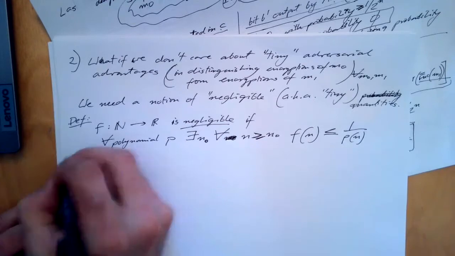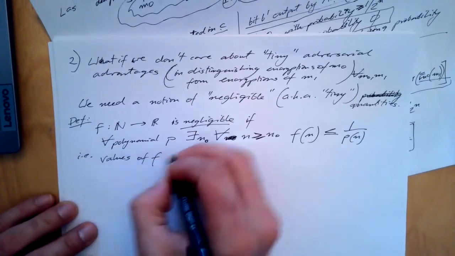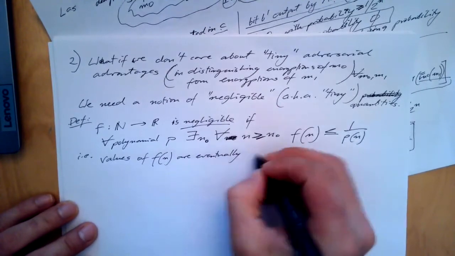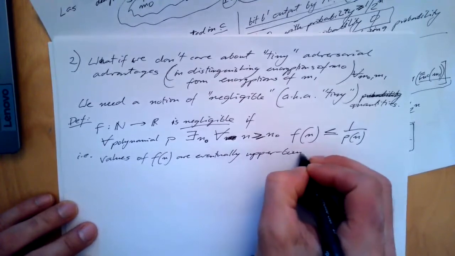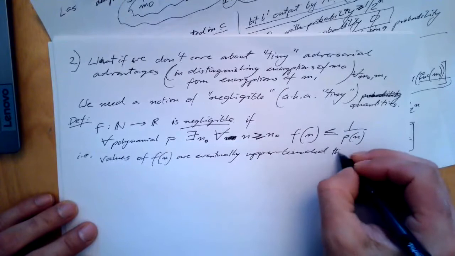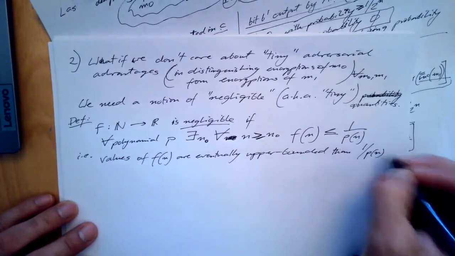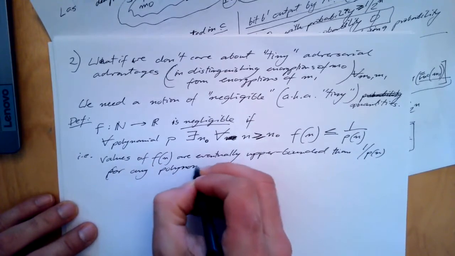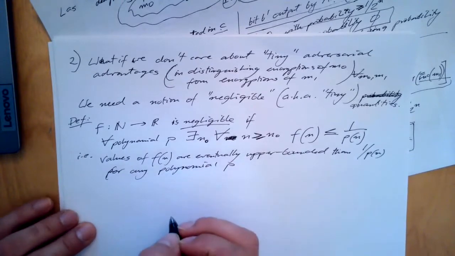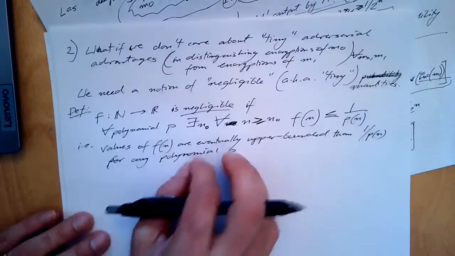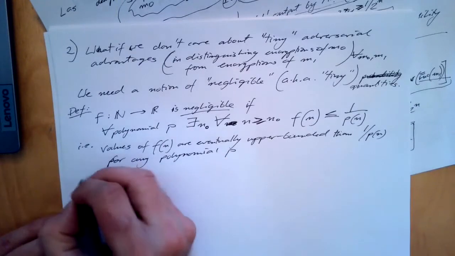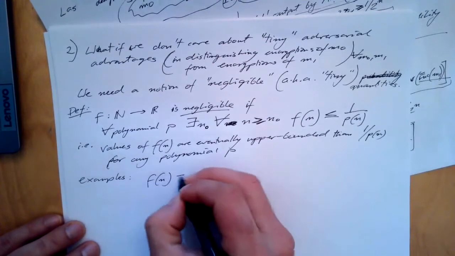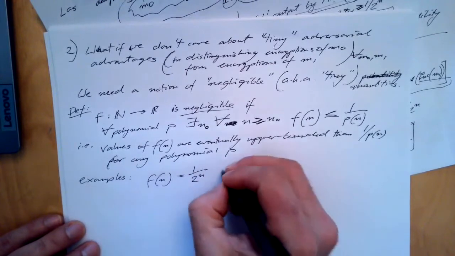So intuitively, values of f are eventually upper bounded, so they're smaller than 1 over P of n for any polynomial P. Let me give you an example of a function that satisfies it. This function, 1 over 2 to the n, is negligible.